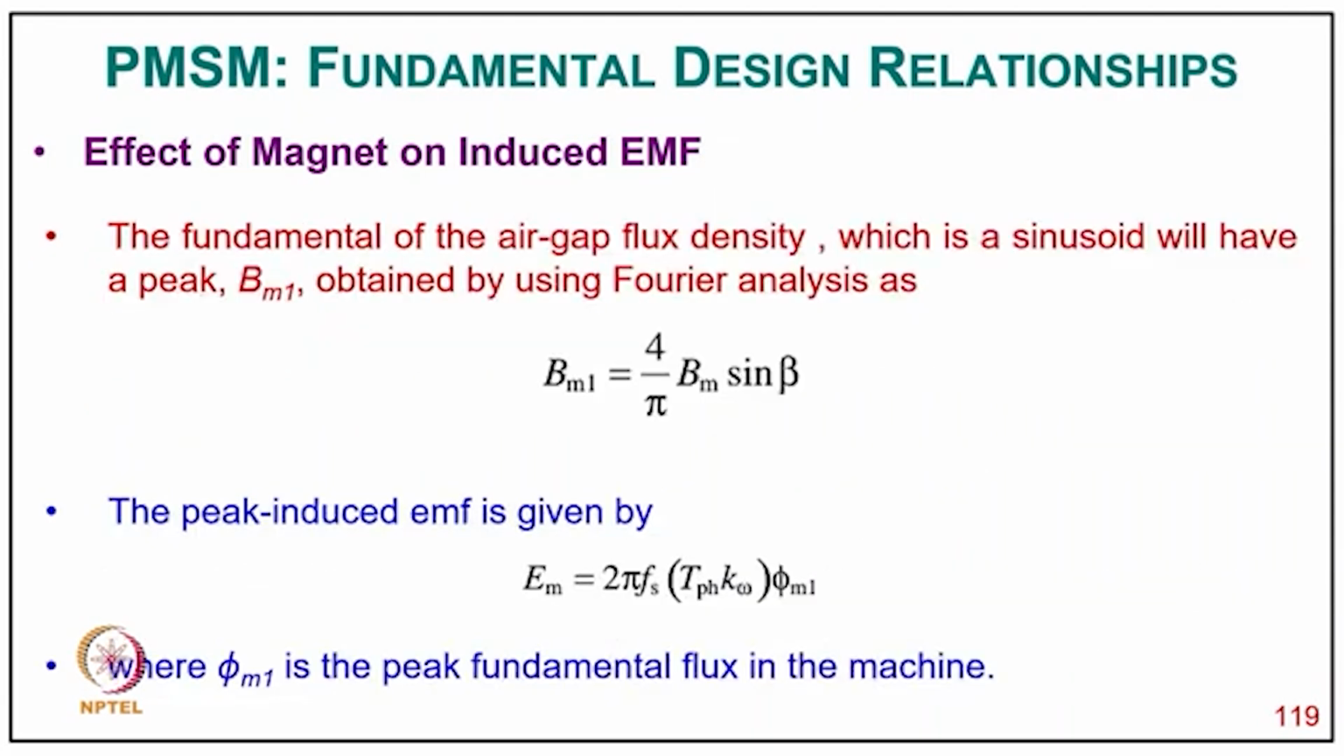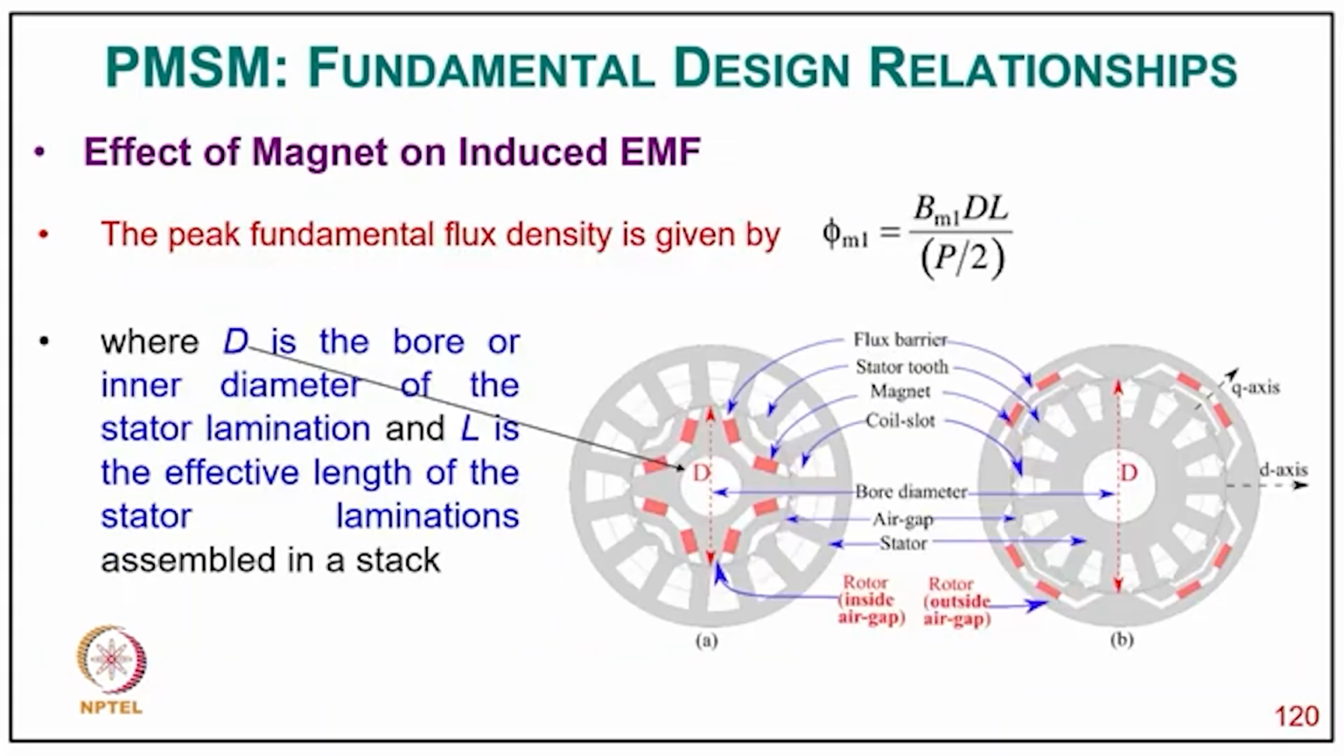So the fundamental of the air gap flux density, which is a sinusoid, will have a peak Bm1 obtained by the Fourier analysis: Bm1 equal to 4 upon pi Bm sin beta, and the peak induced EMF is Em equal to 2 pi f S TPH KW phi m1, where phi m1 is the peak fundamental flux in the machine.